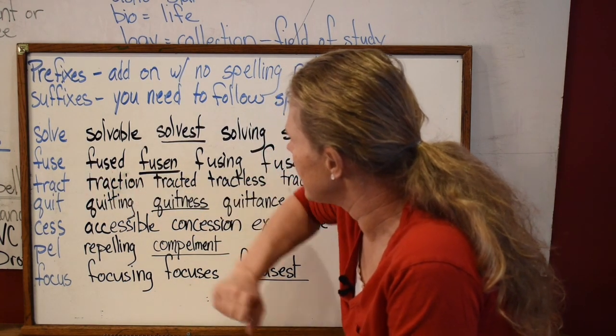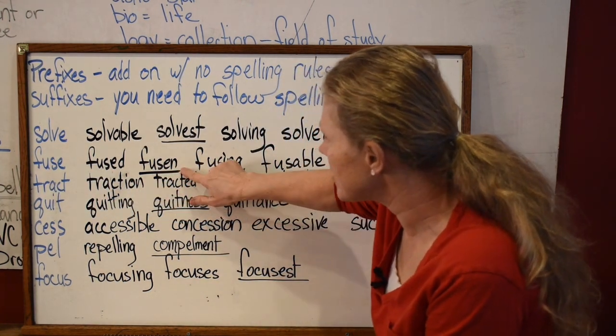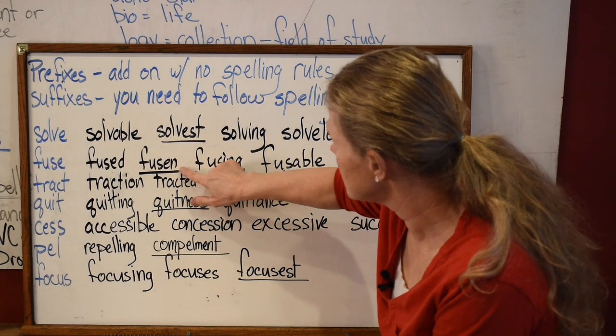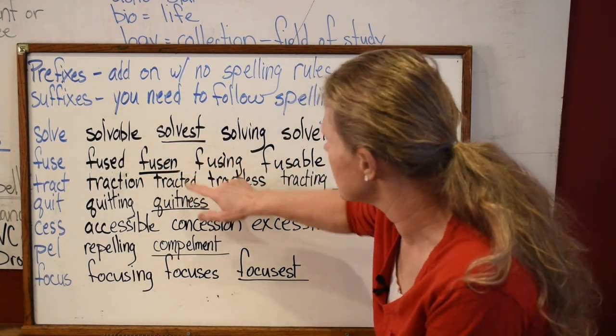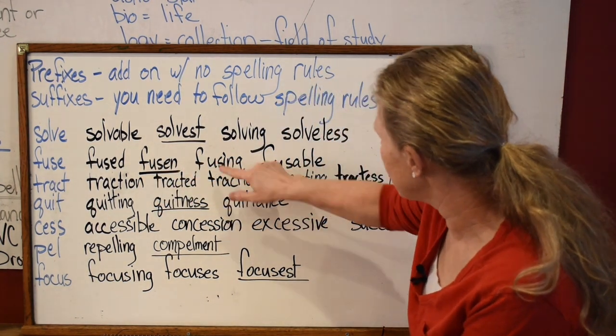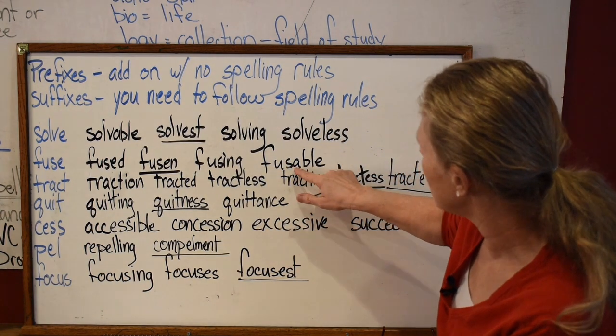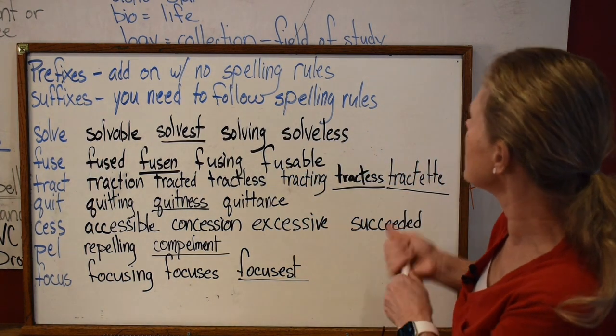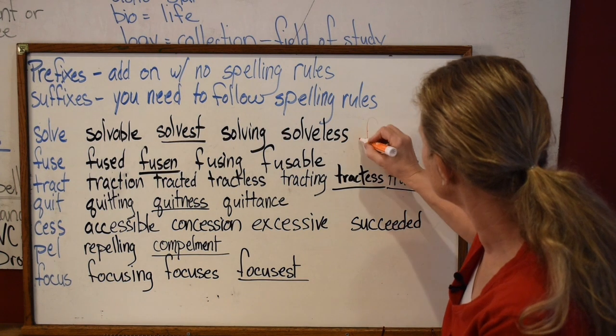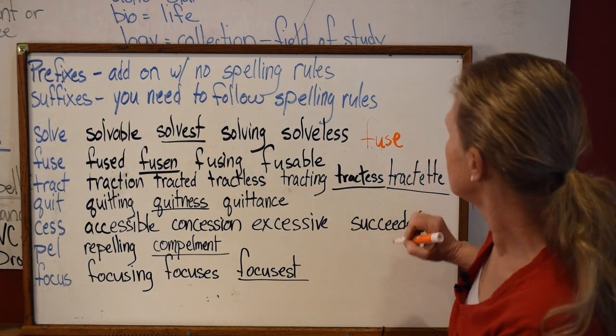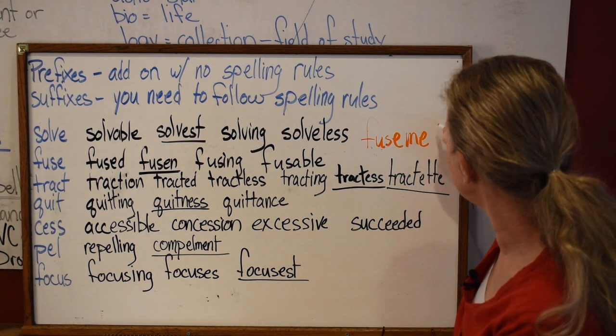Fused, you drop the E and add ED. Fusin, so make sure you're doing the right suffix. This is not a real word. Fusing, you drop the E and add ing. Fuseable, see, you drop it and add. But look at this, we're going to do a nonsense word. We want to do ment, fusement.